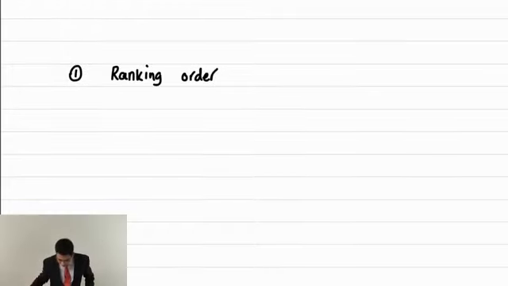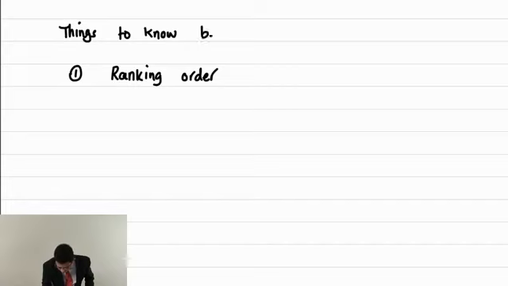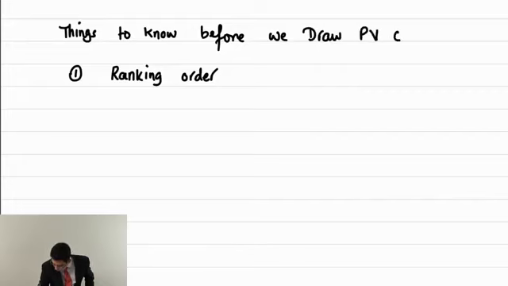So here I can give a heading: things to know before we draw a profit volume chart or profit volume graph. These are the numbers, the data we need to know in order to draw the chart. Number 1, ranking order of the products.